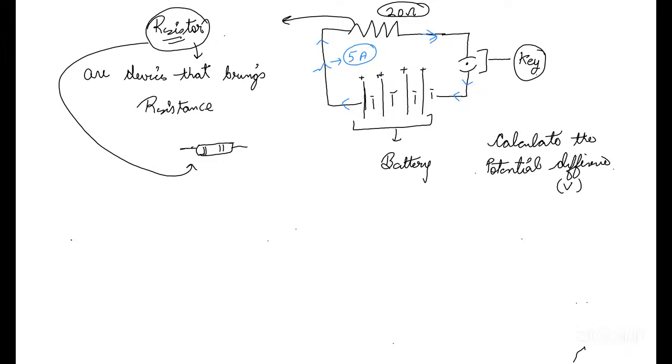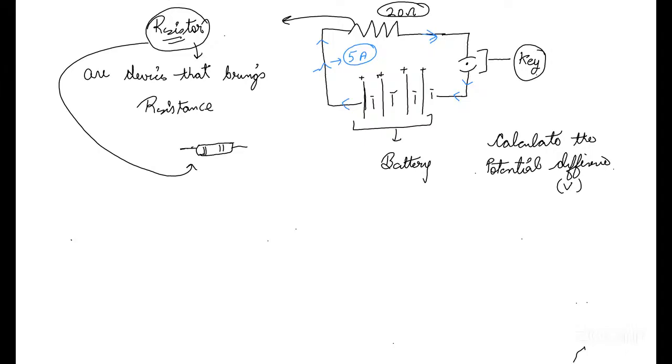Done? Did you understand? Did you get the answer? So the question is, if a 20 ohm resistance is there in the circuit and because of it a 5 ampere current is flowing, calculate the potential difference V. How will we solve this? Ira will help me.